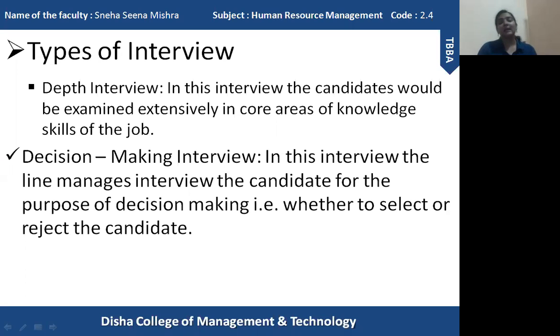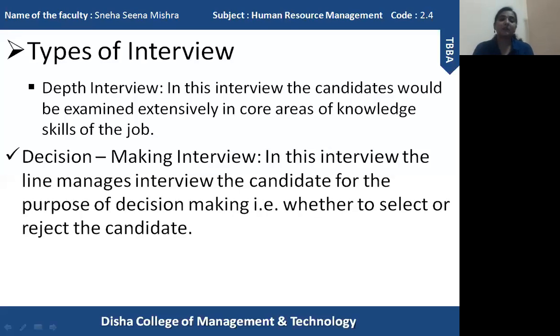Okay, and the last type of interview is the decision making interview. In this interview, a decision is taken whether to reject a candidate or select a candidate for the job. So this is one of the most important types of interview, which usually takes place at the end of the selection procedure, because it is the time of either selection or rejection of the candidate.